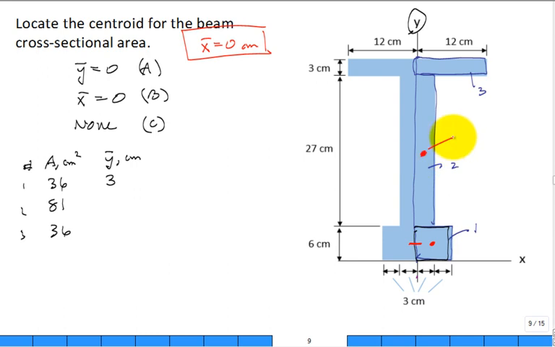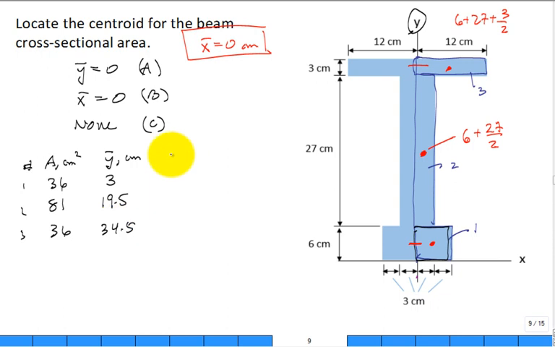Is that going to be 6 plus 27 divided by 2? Does that give us the right answer? Sure, and then that turns out to be 19.5. And then what is the y bar of the third? Way up here. That location is 6 plus 27 plus 3 divided by 2. And somebody already called it out, 34.5. True?